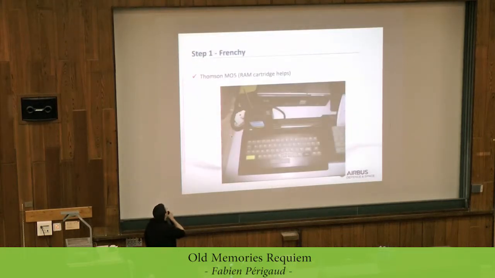So this was the first challenge. We were only given this picture, and we had to find which computer it was. This one was a Thomson MO5. It was possible to find it by looking at the RAM cartridge and then Googling the text on it.